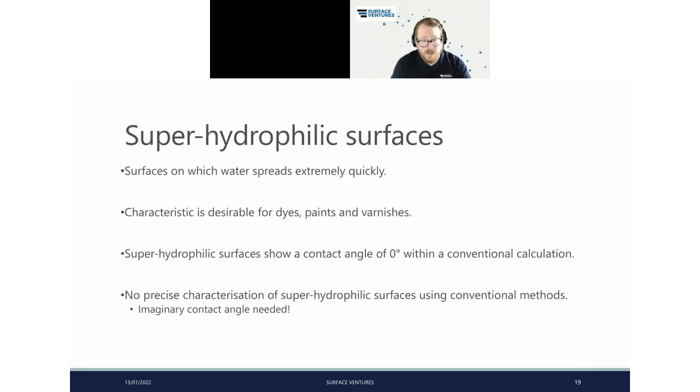Coming on to this, we now have superhydrophilic surfaces. So we can have superhydrophobic, where we have an extremely high contact angle. We can also have an extremely low contact angle. This is where the water will spread extremely quickly. This is something that is quite obviously very desirable for dyes, paints, and varnishes, where you do want it to spread very quickly and wet on the surface.